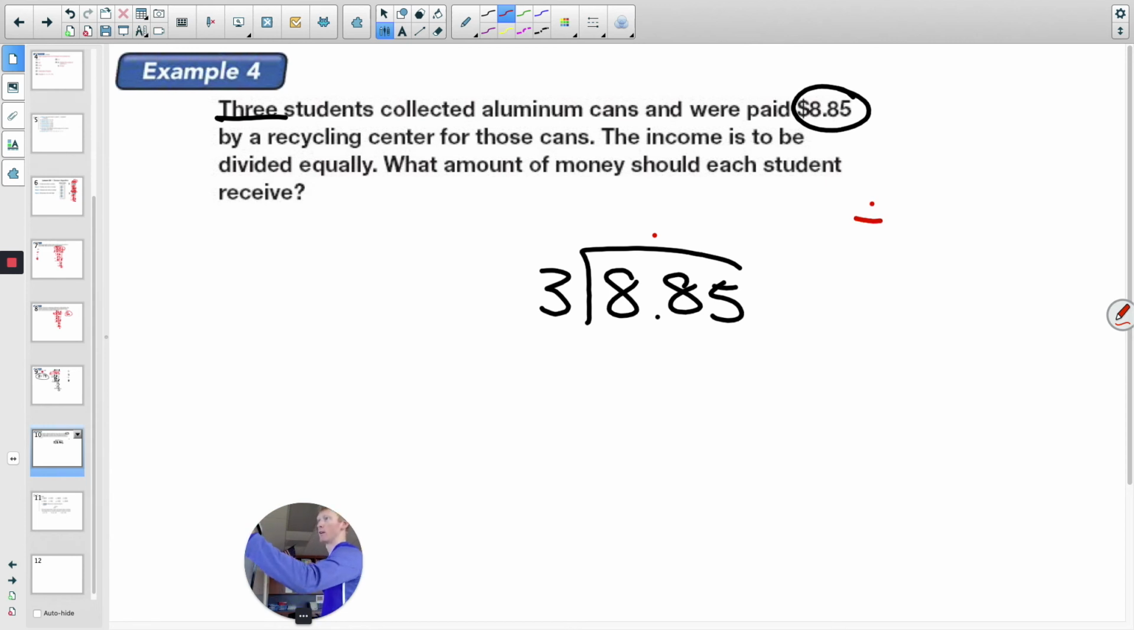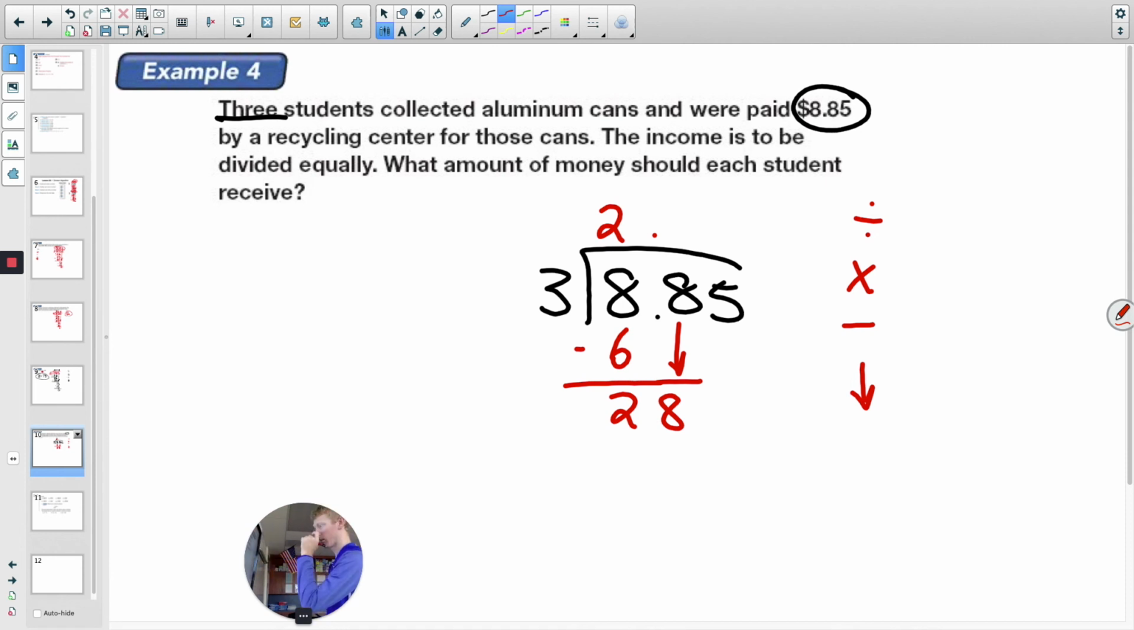So, I'll follow my algorithm. I divide. 8 divided by 3 is 2. Multiply, 3 times 2 is 6. Subtract, gives me 2. Bring it down. So you can bring down the 8. It doesn't matter that it's in the decimal because our answer is going to be in the decimal as well. So divide, 28 divided by 3. Let's see. 3 times 9 is 27. So I'll do a 9 there. Multiply, 3 times 9, 27. Subtract, gives me a 1.